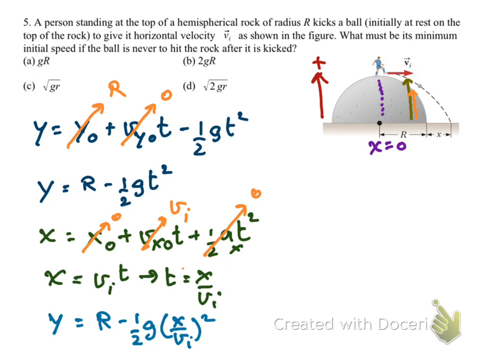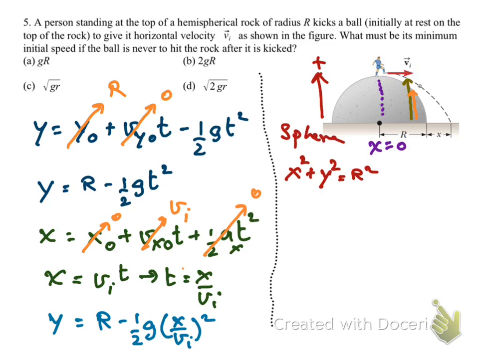Now, what we want next is the equation of the surface of the sphere, and that is easy from elementary math class. For the sphere we have x squared plus y squared is equal to R squared. This is for the projectile, and this is for the sphere. If we rearrange the equation for the sphere, we can write y is equal to the square root of R squared minus x squared.